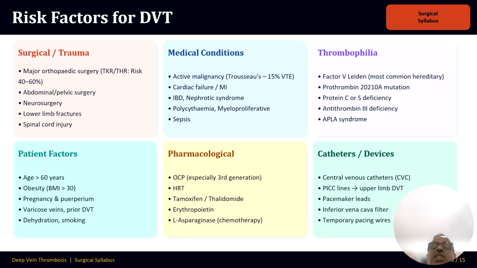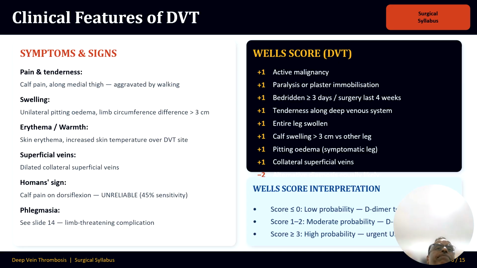Certain congenital factors we have already seen, like protein C or S deficiency, antithrombin 3 syndrome, or more commonly prothrombin mutation. And then certain catheters or devices like central venous catheters, peripherally inserted central lines like PICC lines, especially for upper limb DVT, pacemaker leads, inferior vena cava filters, and temporary pacing wires. All of these are risk factors for development of deep vein thrombosis.